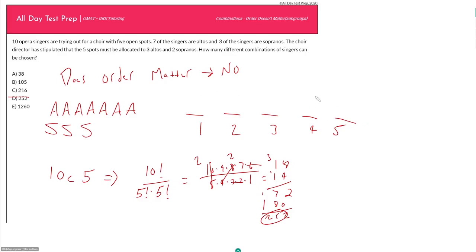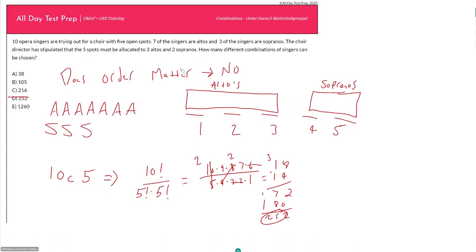So if we are taking into account our restrictions, what is our restriction? Well, it says 3 of our spots go to altos, and 2 of the spots are reserved for sopranos. So you can think of this almost like we are picking 2 teams. We are picking one team of 3 altos and then one team of 2 sopranos. And then we are putting those 2 teams together to form a 5-person team. And so we got to calculate these separately.